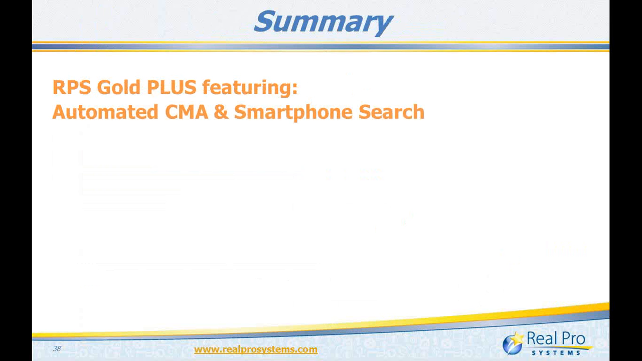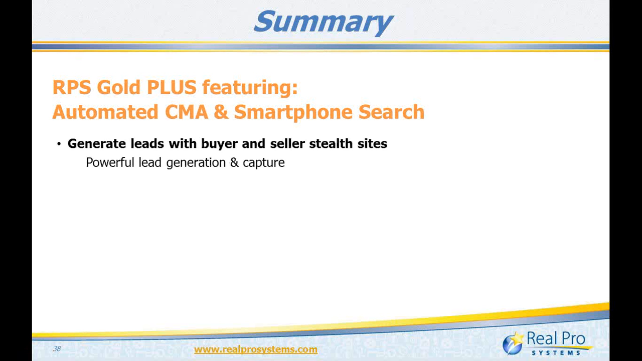So in summary, RPS Gold Plus is the complete system. It features Automated CMA and the Smartphone IDX Search. Through these tools, you can generate leads through the buyer and seller self sites. These are powerful lead generators that allow lead capture by providing users with something that they want in exchange for the information needed to communicate with them. And you provide it to them easily and instantly.